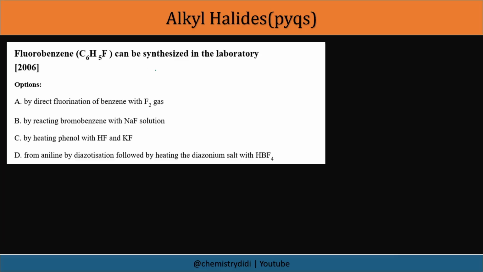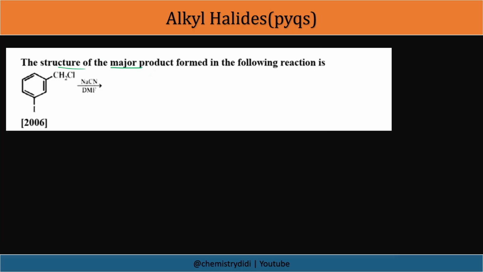And then let's see this question. The structure of the major product formed in the following reaction. So they have given this thing. Here one thing that you need to know: CH2Cl, this is the aryl halide, right? And here they have given NaCN and DMF. I hope you have understood. DMF is a polar aprotic solvent, and a polar aprotic solvent prefers SN2.